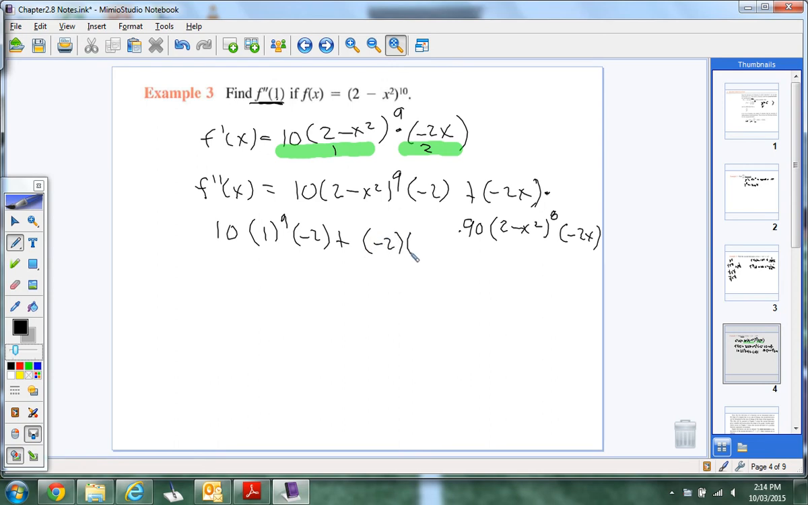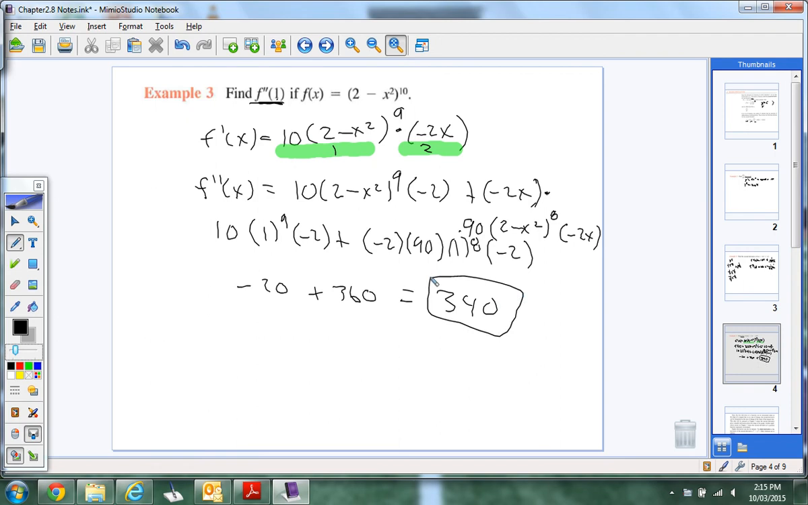I have a 90. I have, again, a 1 to the 8th, and I have a negative 2 again. So that's going to be negative 20 right here. And then this guy is going to be negative 180 plus 360. So your answer for this is 340, and that's correct. That's what I got in my notes. So we just evaluated f double prime of 1. Okay, the second derivative of 1.